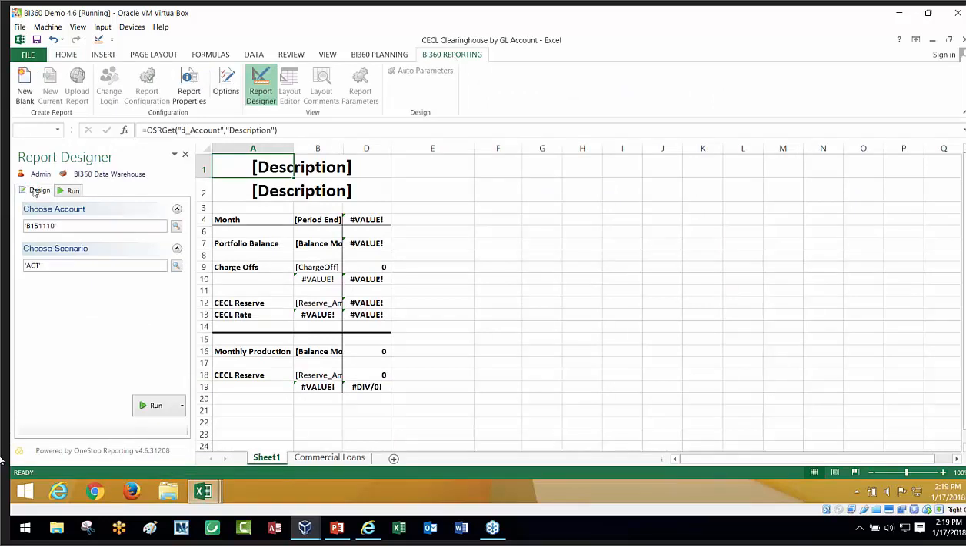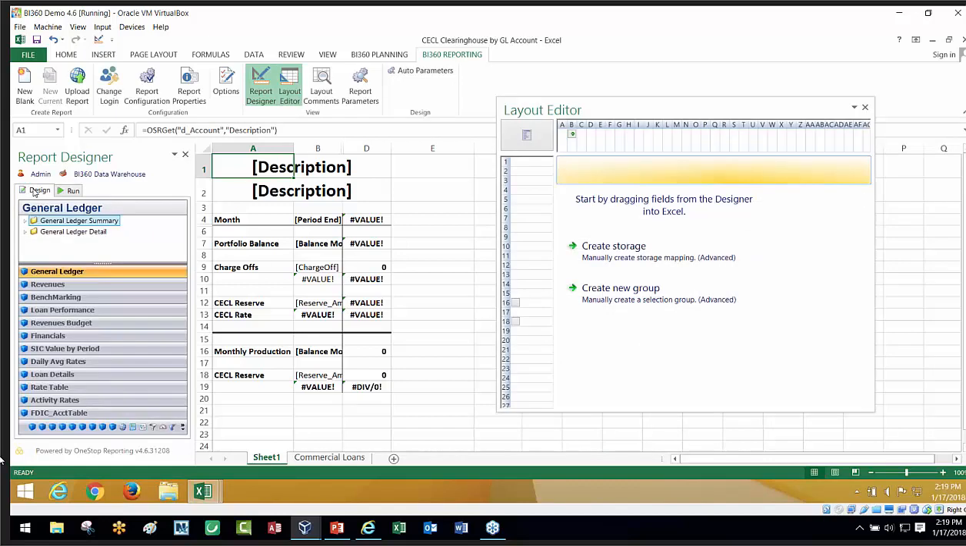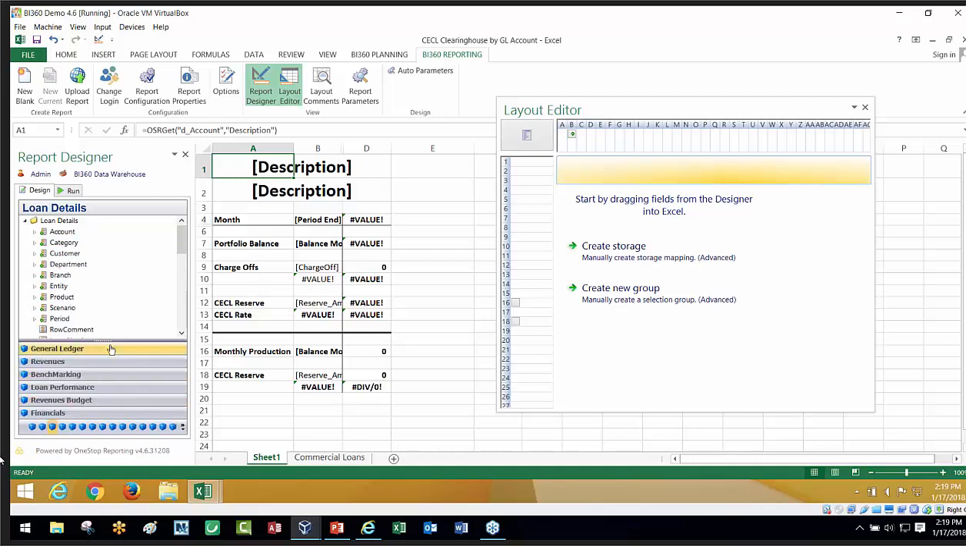As I mentioned, you can have unlimited data sources loaded into the BI 360 data warehouse. It can be general ledger data, revenue data, loan performance, financials, budgets, customer information. It's an unlimited variety. So here I've got a loan details report that has the information you sent us, the account information, the general ledger. I just simply dragged and dropped some of the fields from this loan table that all the CECL data is being loaded into. I'll go ahead and run it.